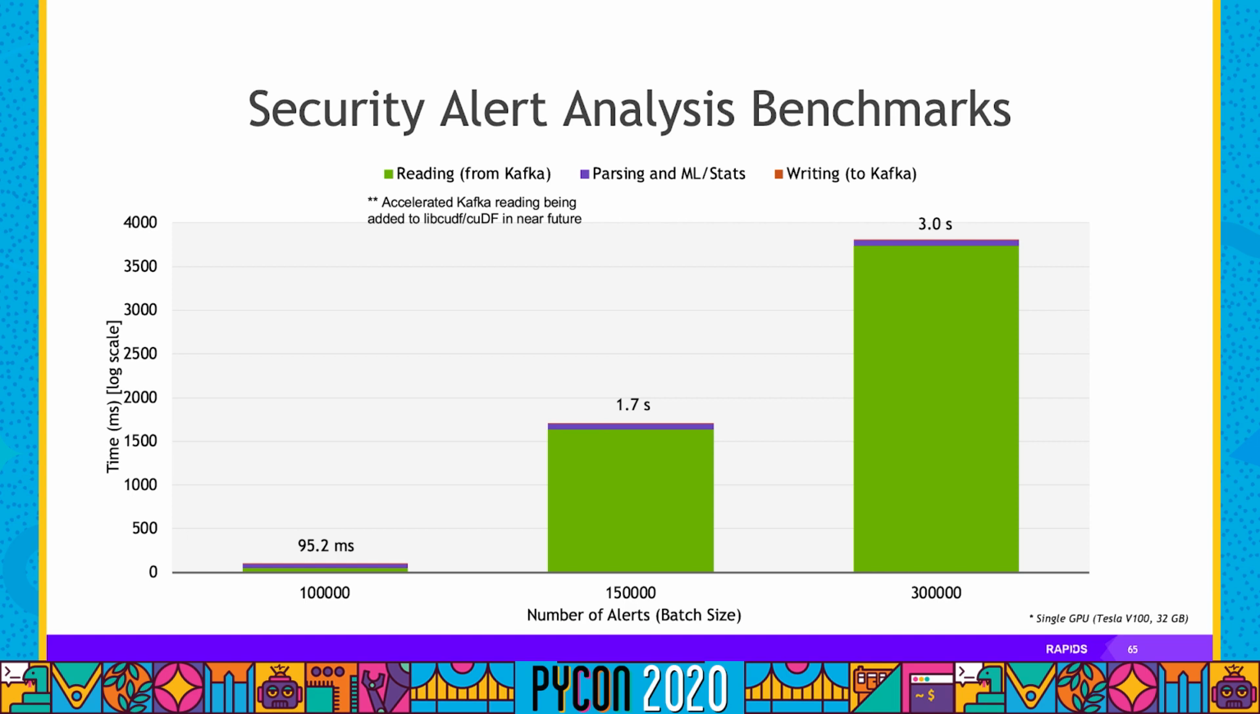We are working on accelerated Kafka reading. That's being added to libcuDF and cuDF in the near future. So 300,000 alerts took 3.0 seconds, but as soon as we get that accelerated Kafka reading, we're going to be able to take this down and run that in line. And again, this is single GPU, a single GPU Tesla V100.